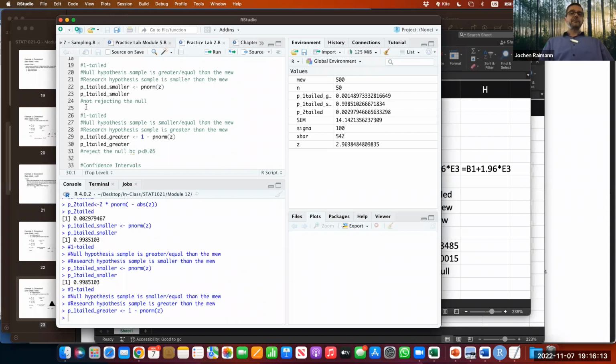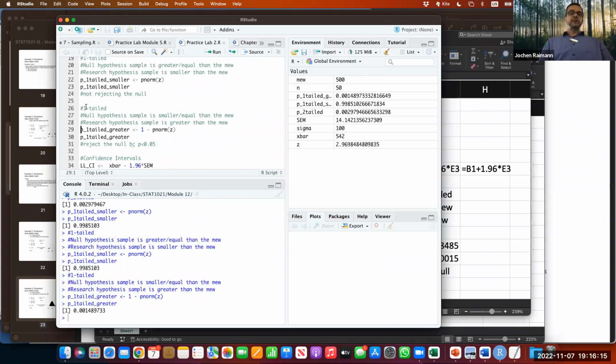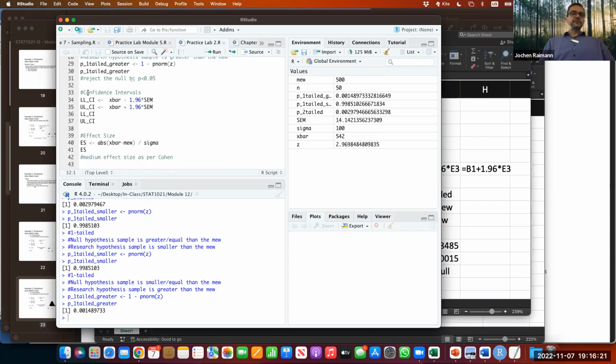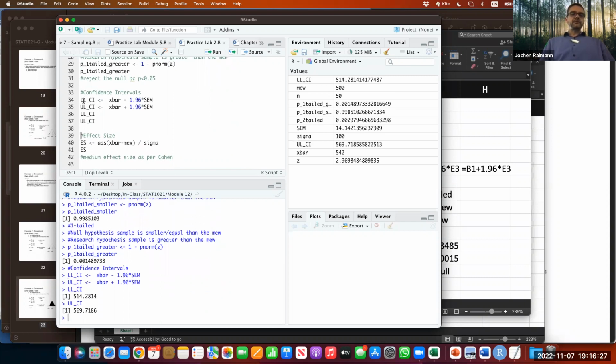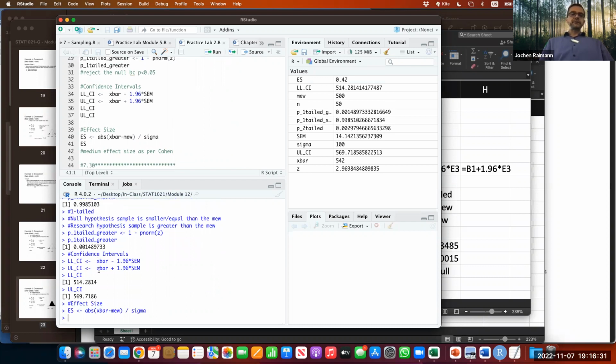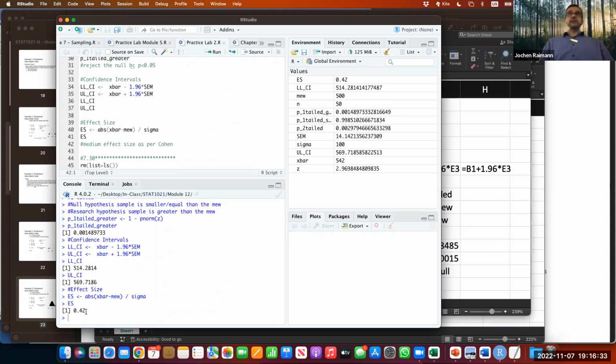0.9985103. Yeah. So here we have 2.97. We have a p-value of 0.015 for the one-sided. Then on line 34, we have our lower and upper limits with 514 and 569. We have here the calculation of the effect size, which is a medium-sized effect size of 0.42.